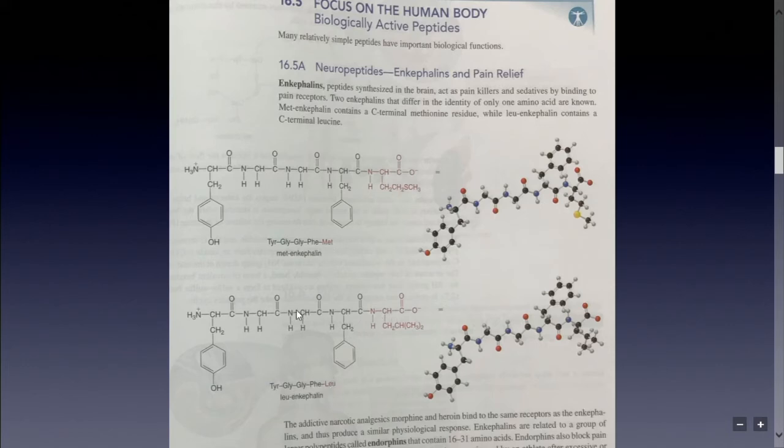The rest of these amino acids are the same. You see it starts out tyrosine, glycine, glycine, phenylalanine. But if the C-terminal end of the polypeptide is methionine, then it's metenkephalin. If the C-terminal end is leucine, then it's leuenkephalin. Well, if we take leuenkephalin, that's the problem we're working on right now, and we hydrolyze all of these peptide bonds here, all the carbon-nitrogen bonds that are bonding these peptides together, what will we end up with?